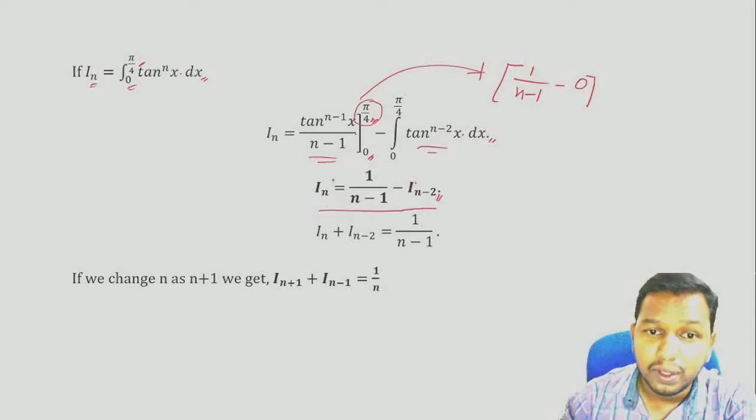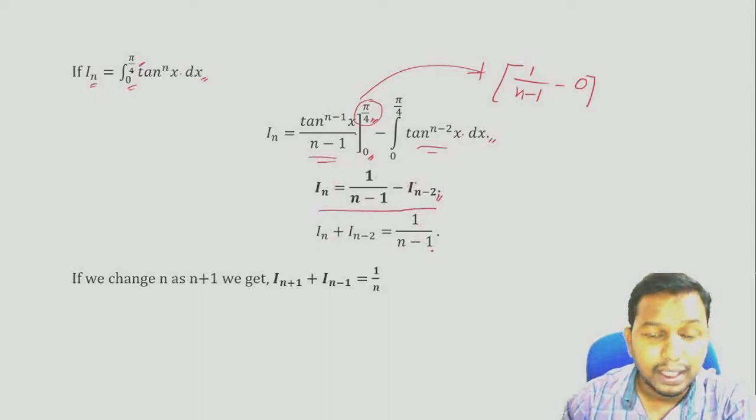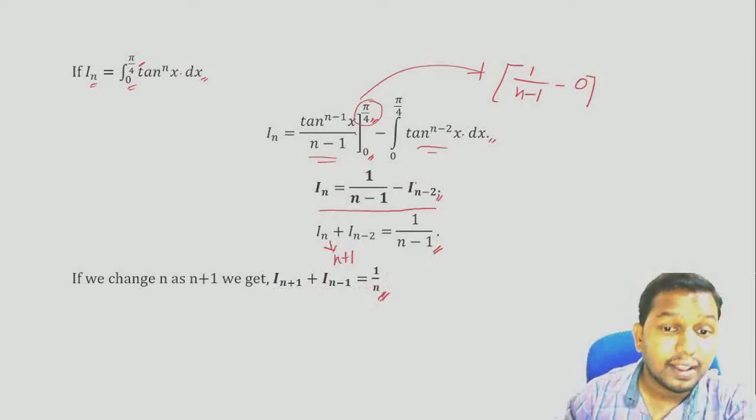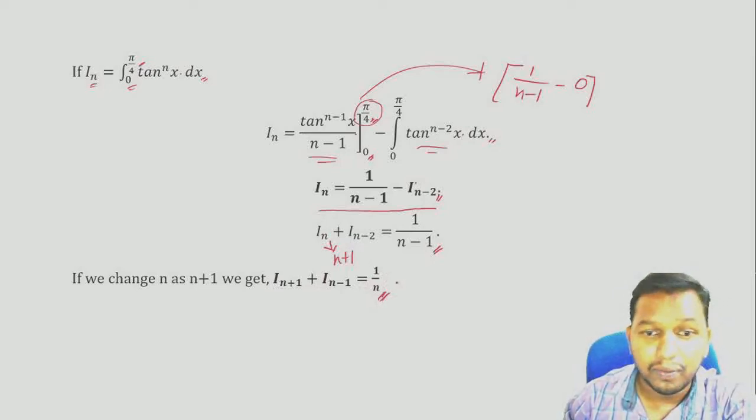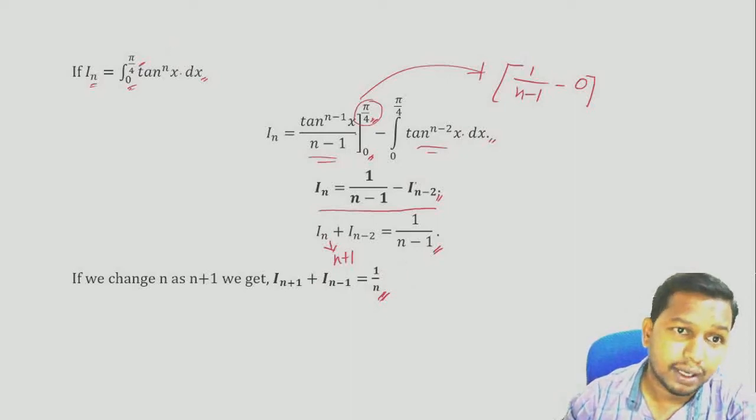Taking this to the LHS, we have I_n plus I_(n-2) is equal to 1 divided by (n minus 1). If we substitute n as n plus 1, the same reduces to I_(n+1) plus I_(n-1) is equal to 1 by n. This is the reduction formula when we give the definite limits from 0 to pi by 4 for tan^n x dx.